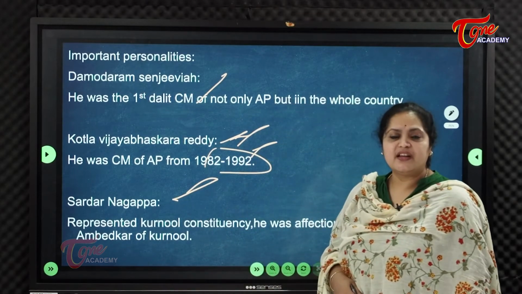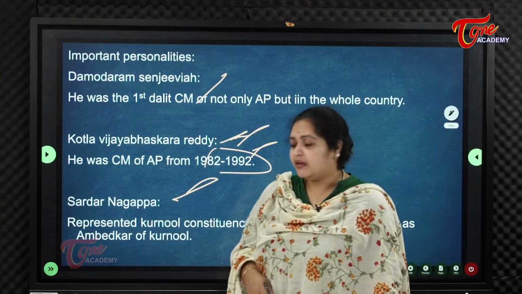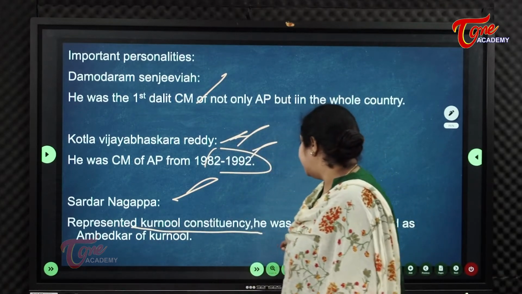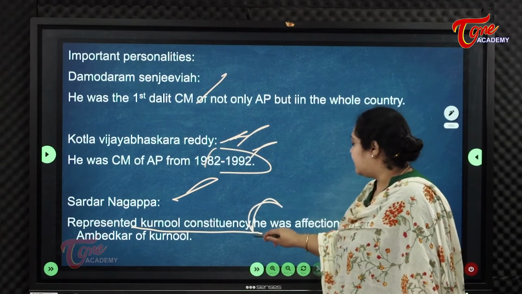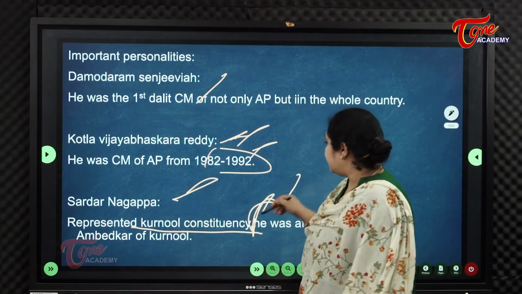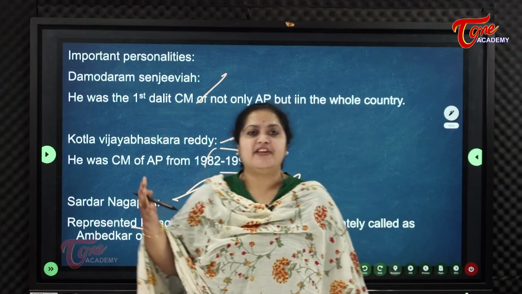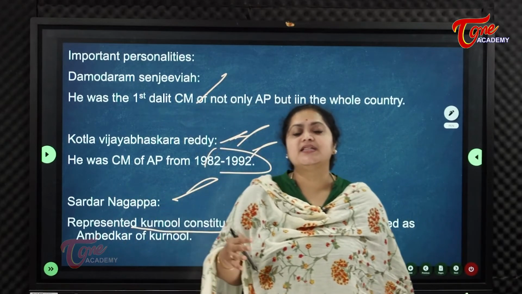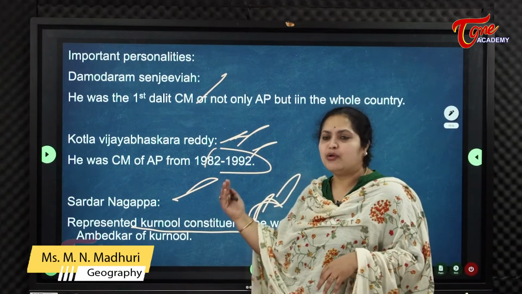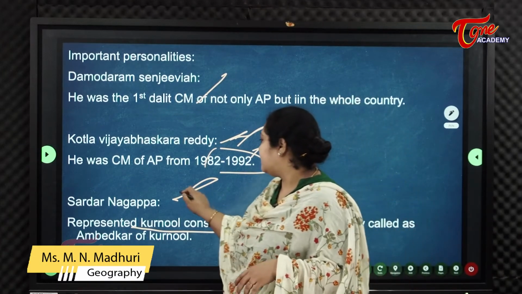Next one is Sardar Nagappa. He was a revolutionary, a great Dalit leader. He represented the Kurnool constituency, and next he went to the Ambedkar constituency. People affectionately call him Kurnool Ambedkar. He is Sardar Nagappa.